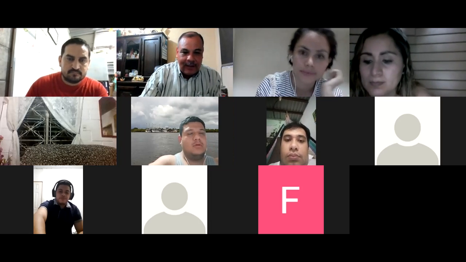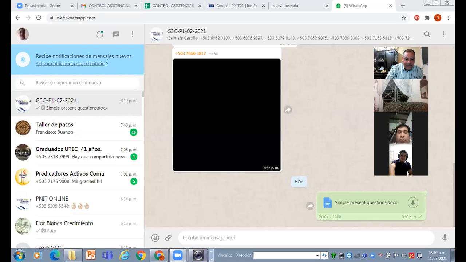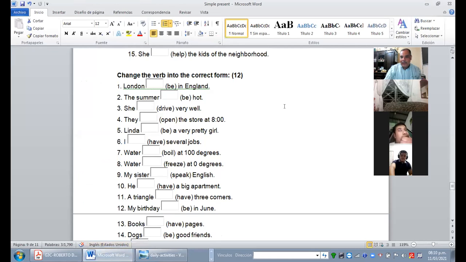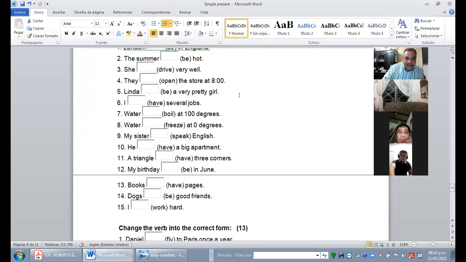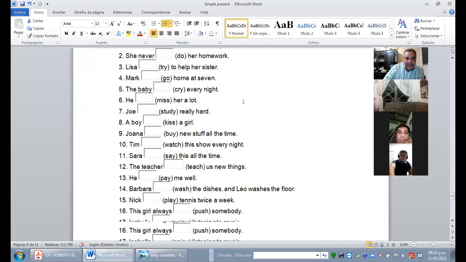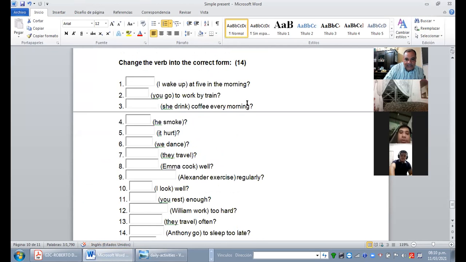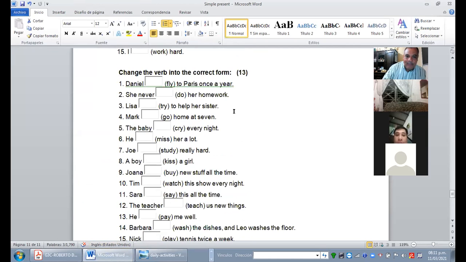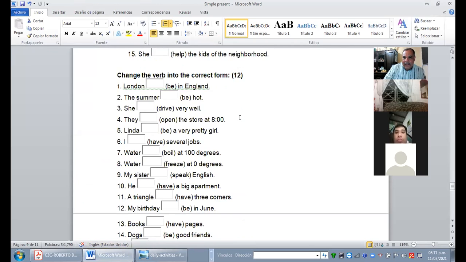Right now, I would like to share with you this. You remember that we were practicing with this, right? These are statements, and these are more statements in the simple present. And then we have a set of questions and negatives. So we can practice. Let's see. Jeremias, what is number one? Ah, Jeremias is not there. Cesar, what is number one, Cesar?